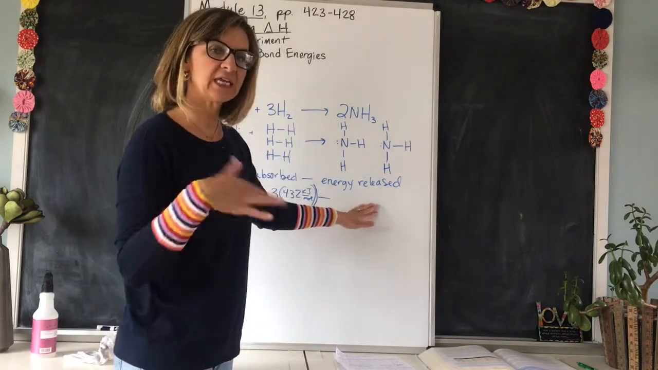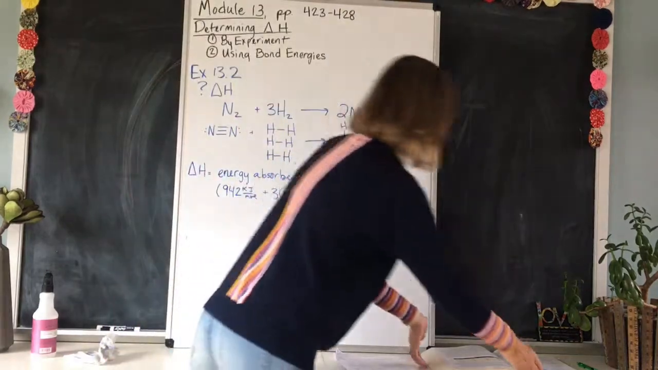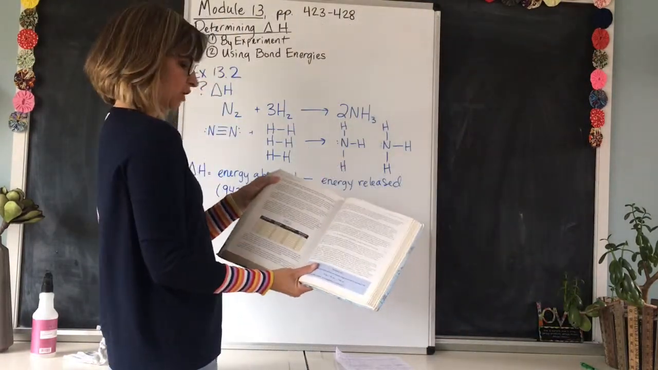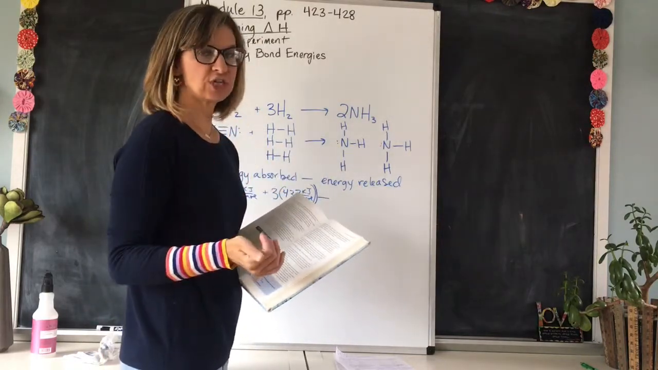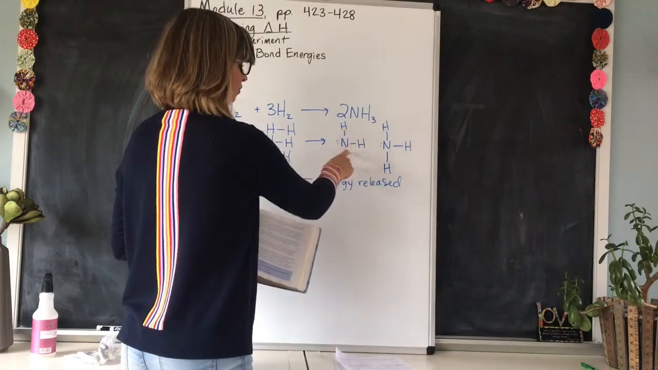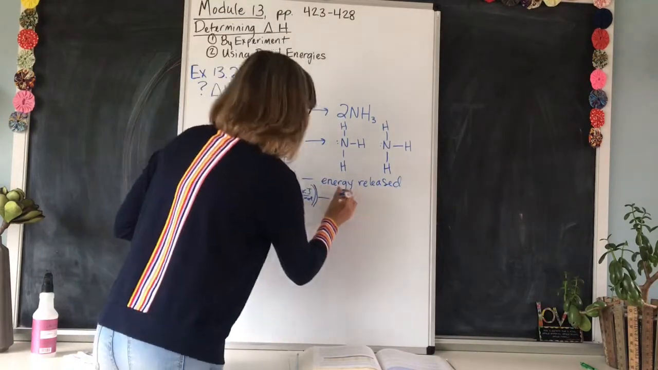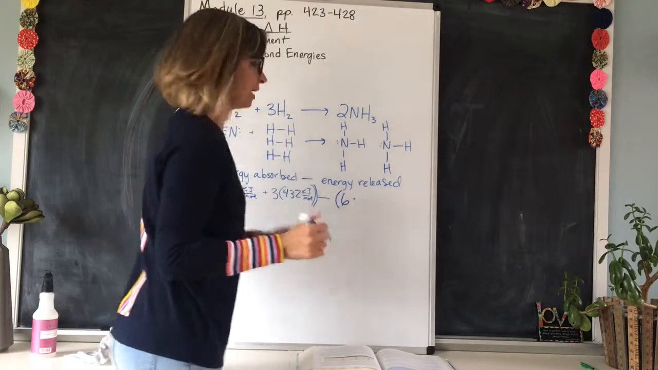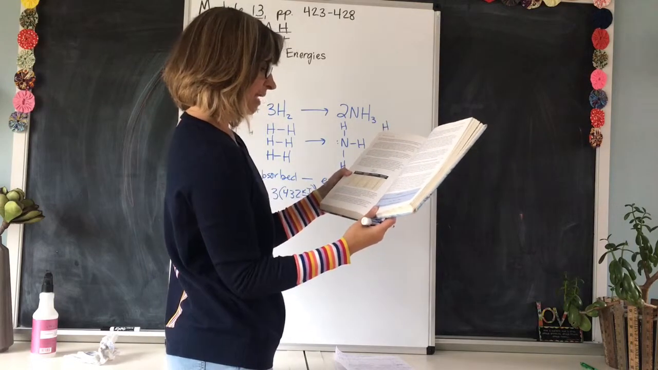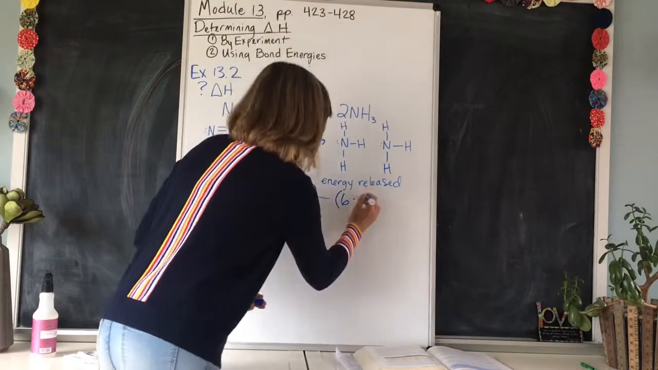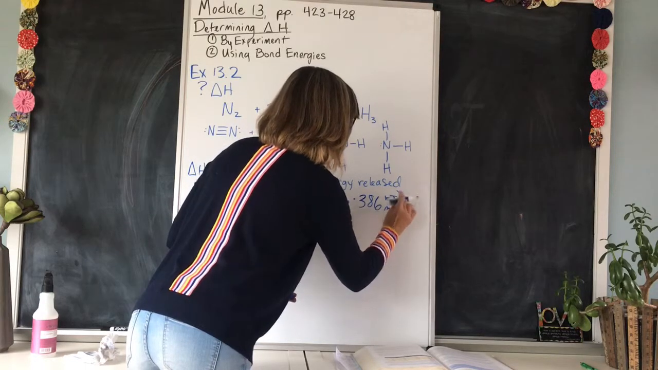Now we have to put in the energy that is released when these bonds are formed. So again, we look to table 13.1, which is on page 424. Looking at our products here, we have nitrogen-hydrogen single bonds, and there are 1, 2, 3, 4, 5, 6 of them. So whatever the value for the nitrogen-hydrogen bond, we're going to have to multiply it by 6 because there are 6 of those bonds. Looking at the table, the nitrogen-hydrogen bond has 386 kilojoules per mole as a bond energy.